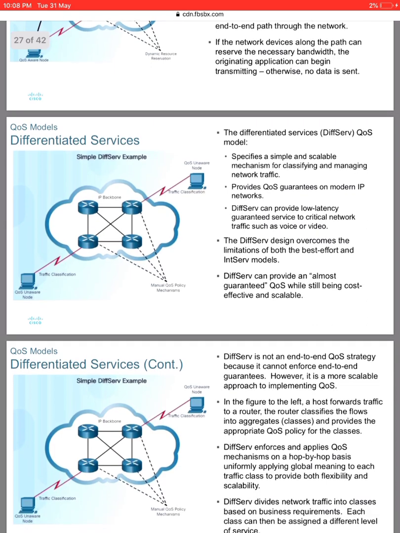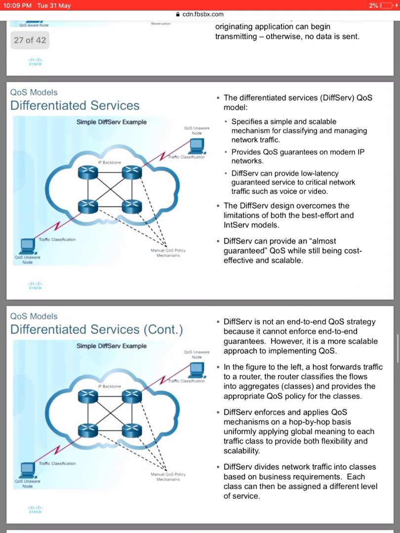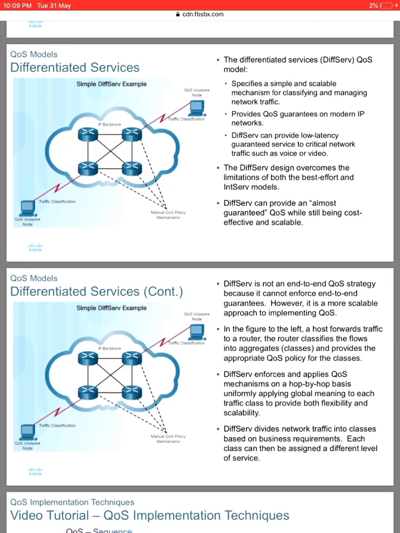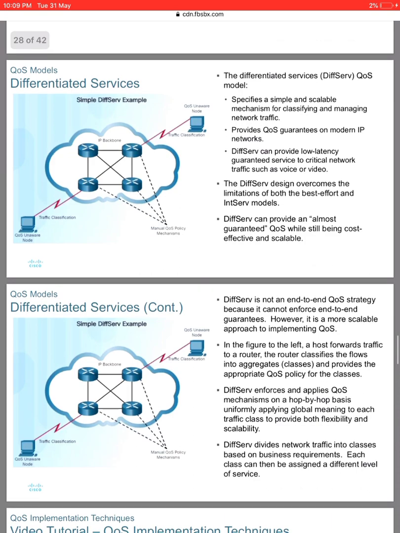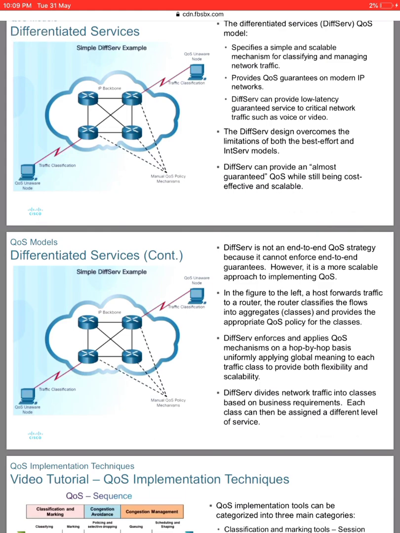So the differentiated services QoS model specifies a simple and scalable mechanism for classifying and managing network traffic, and provides QoS guarantees on modern IP networks. DiffServ can provide low latency guaranteed service to critical network traffic such as voice or video. The DiffServ design overcomes the limitations of both best effort and IntServ models. DiffServ can provide an almost guaranteed QoS while still being cost effective and scalable.